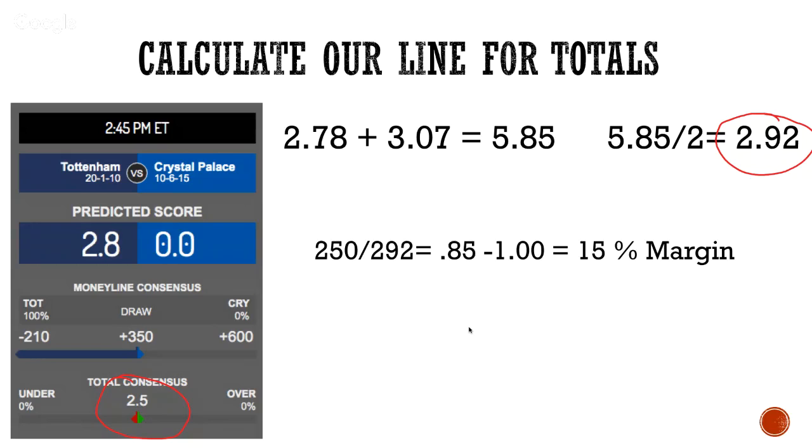So that means that, and that's right there at the limit, play or no play. But for me, we are going to play this game. So that means we would take the over in this game. Since our line is 2.92, we'll get 15% margin in that. So this would be a play for us.